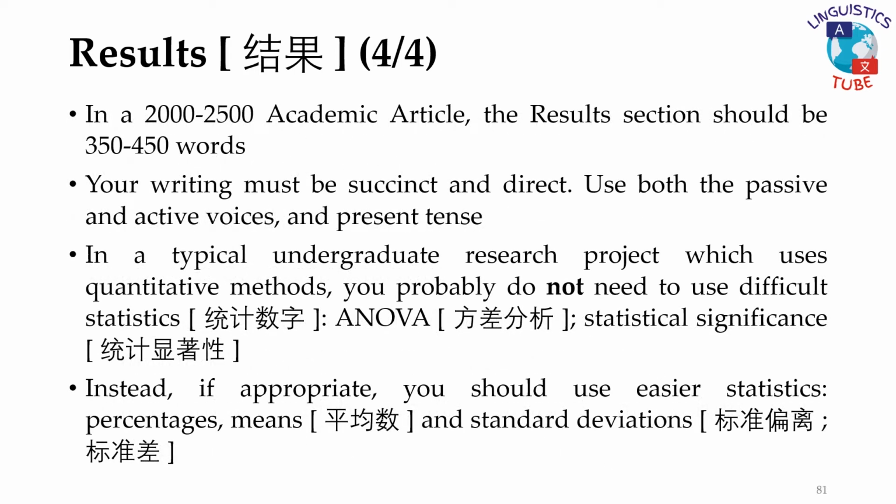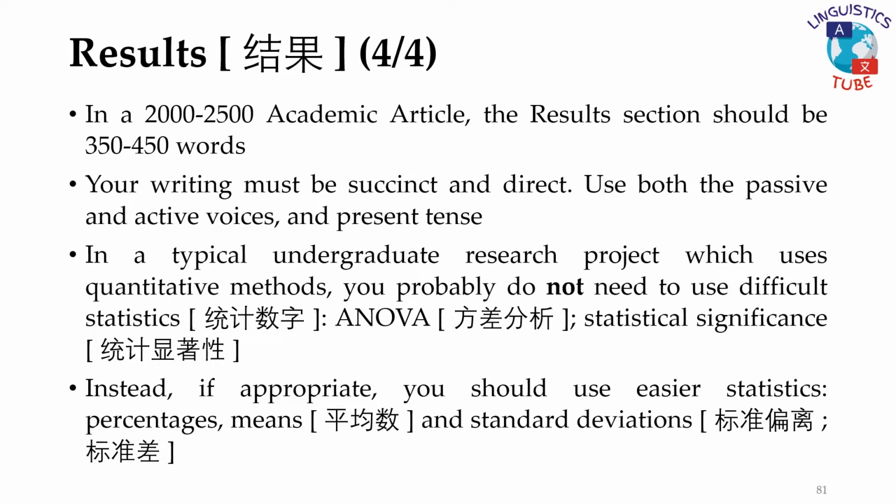For a typical academic article at undergraduate level, which is 2,000 to 2,500 words, the results section should be between 350 and 450 words. Your writing must be succinct and direct. So if you write less than 350 words, your writing is probably too succinct and lacks sufficient depth. And if you write more than 450 words, your writing is probably not succinct enough. Regarding the language, I recommend the use of the present tense only. Also, you can use both the passive and active voices, depending on what sounds the most natural.